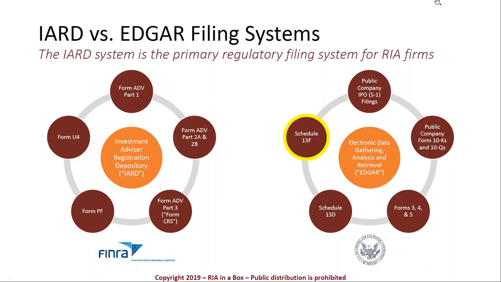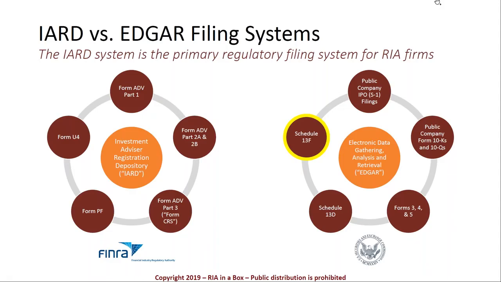The Form PF, which impacts those of you that manage private funds at a certain size, is also done through the IARD system. Along that same way, you see the Form U4, which is the individual registration filing done through the system as well. That is all administered by FINRA. While FINRA does not regulate RIA firms, as you know, they administer that system in the background and help facilitate it on behalf of the states and the SEC.